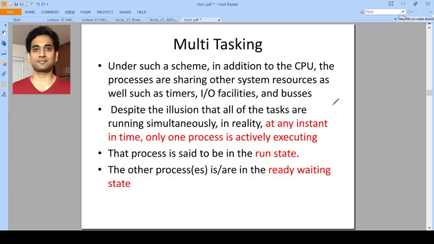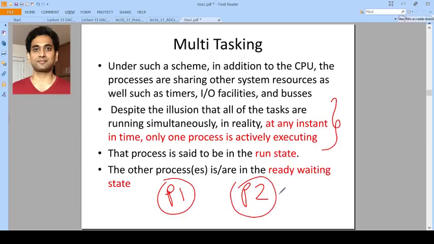So let me repeat again that despite the illusion that all of the tasks are running simultaneously, in reality, at any instant in time, only one process is actively executing. When there are two processes, process one and process two, at any given instant in time, only one process is running or executing. So when P2 is executing, for example, P1 is waiting for the processor. CPU is with P2. But when the CPU halts running P2 and moves on to executing P1, then P2 is not running anymore. P1 is running, but P2 is waiting.